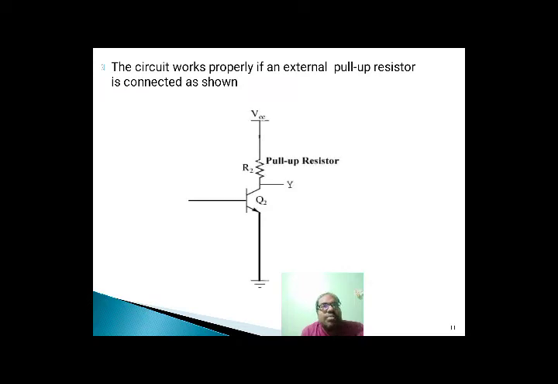The circuit works properly if an external pull-up resistor is connected as shown. It is to be connected to the output side. It is an external pull-up resistor.